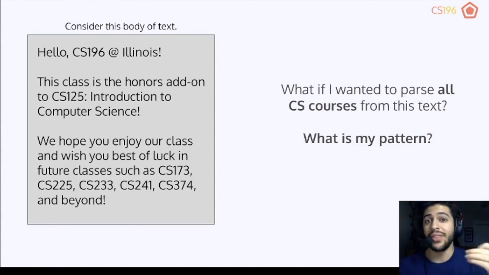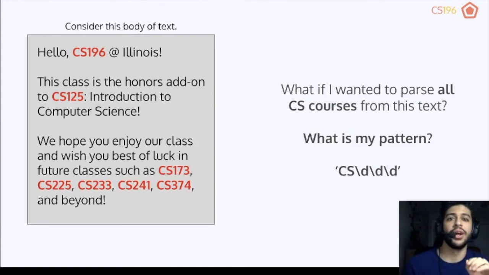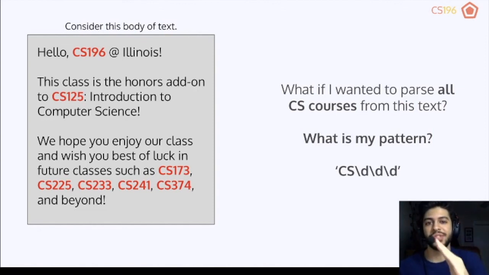So my pattern and the way that I can do this is exactly what you see here on the slide. The way that regular expression symbolizes digits is by using this \d. And the reason why there's a slash in front of the d is because d is reserved for the normal letter, right? If you want to symbolize a digit, you have to put a slash in front of it so that regular expression knows that you're not talking about d, you're talking about any digit. So what we're looking for here is C followed by S, followed by any digit, followed by any digit, followed by any digit. So this perfectly matches all of the courses in our body of text here.